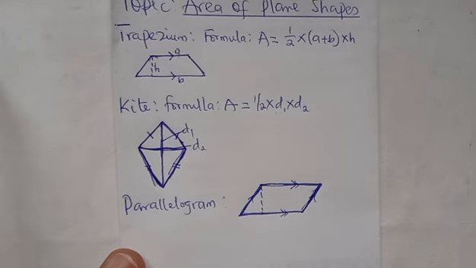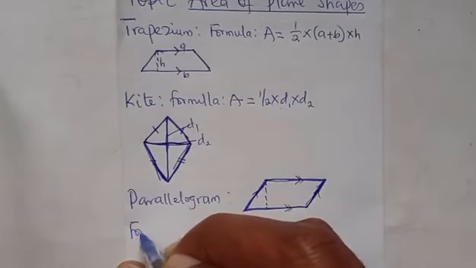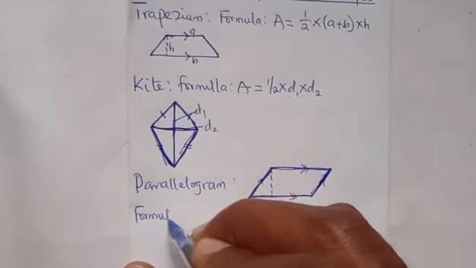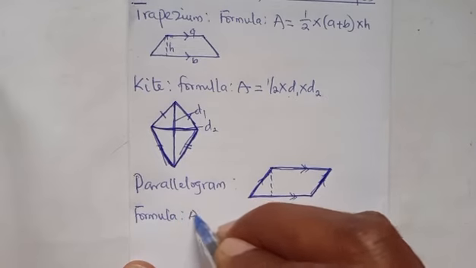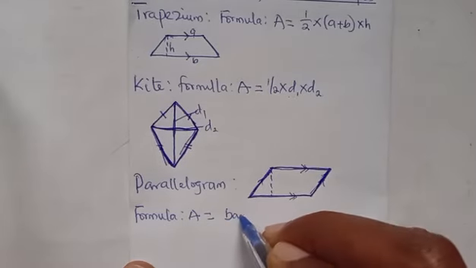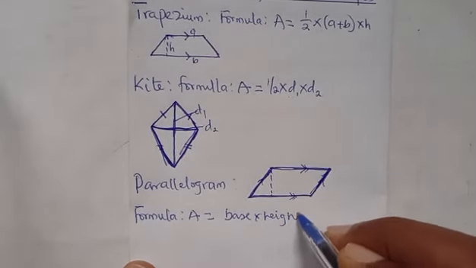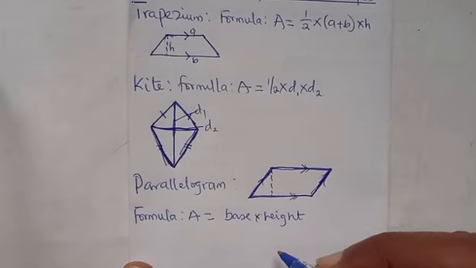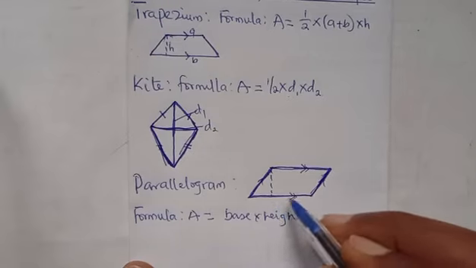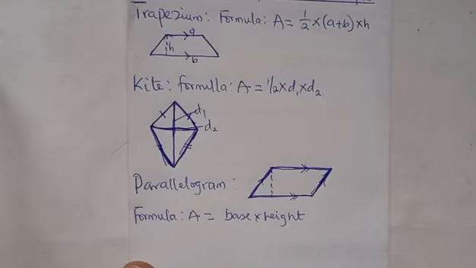Now, here says the formula for this. Area is equal to base times height. Base times height. That is the area of a parallelogram. Okay? I think I will actually stop it here.